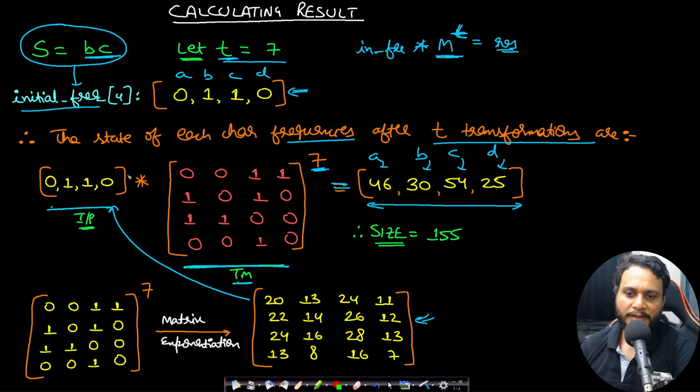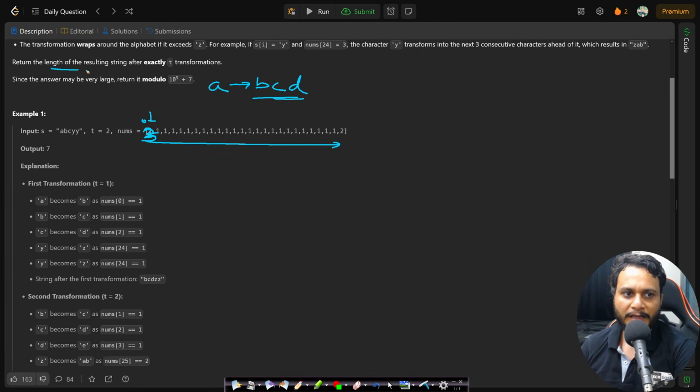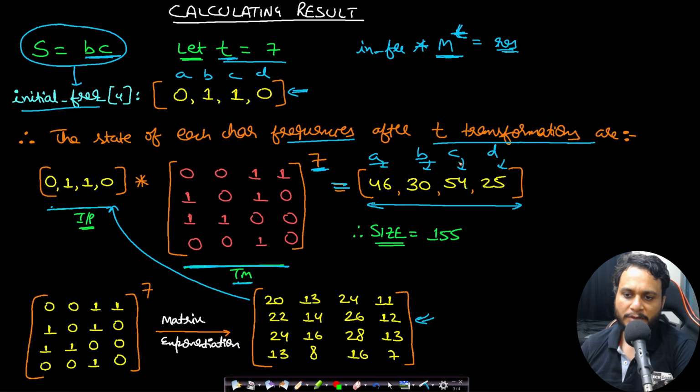In this case, I don't actually care about the order of the characters, but only about the frequency, and that is why this frequency logic works. Now the problem had asked about returning the length of the resulting string after exactly T transformations. So when I know the frequency of all the unique elements, I can just iterate and add all the values to get the total number of characters. So in this case, the answer is going to be 155. So I hope everything is clear. This entire solution depends on two things: understanding the recurrence relation and forming the transformation matrix. Second thing, calculating the matrix exponentiation.